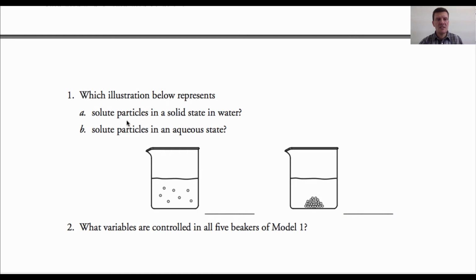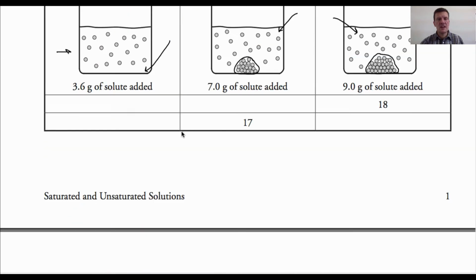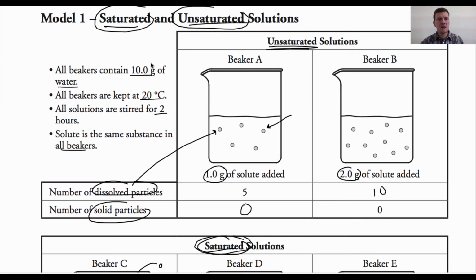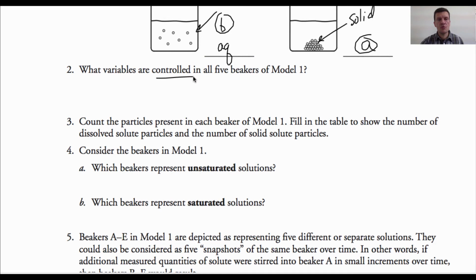Which illustration below represents a solute particle in solid state in water? This here is showing you that you've got particles that are solids. Here, these are in aqueous solution, AQ. So this is situation B, situation A. What variables are controlled in all 5 beakers? I kind of mentioned this already. You've got same amount of water, same temperature, same stirring amount, same type of solute. All of those are fixed, controlled. Count the particles present in each beaker. Fill in the table to show the number of dissolved and the number of solid, and we did that already.